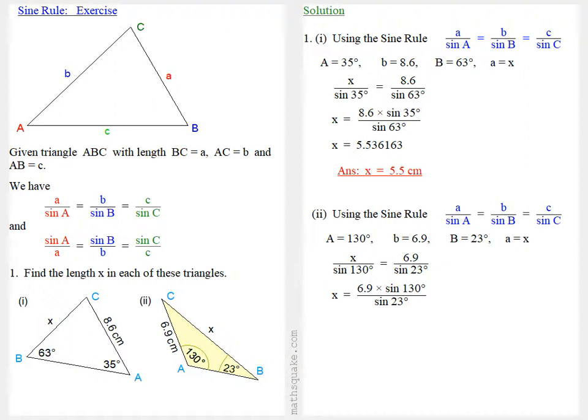And working that out on a calculator, we get x is equal to 13.52773, which, when rounded off to one decimal place, x is equal to 13.5 centimetres.